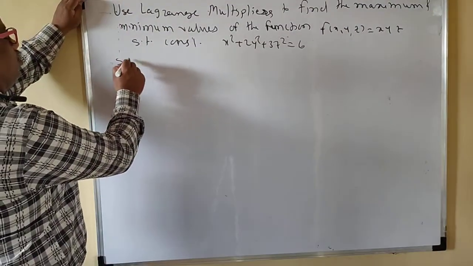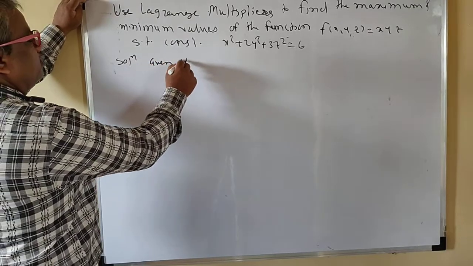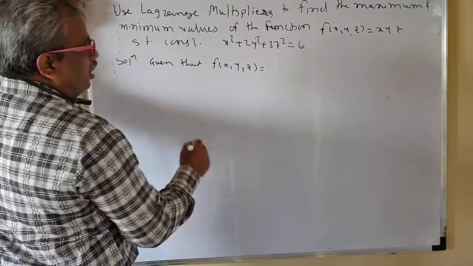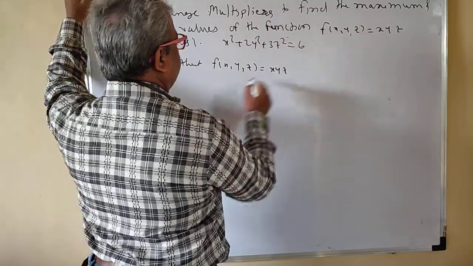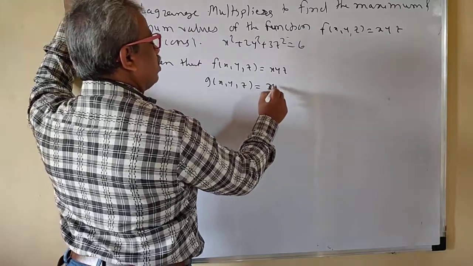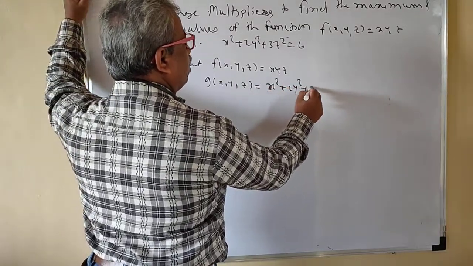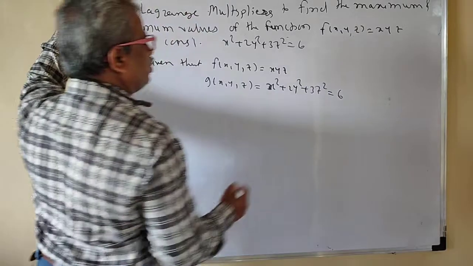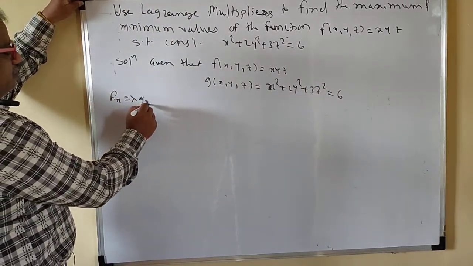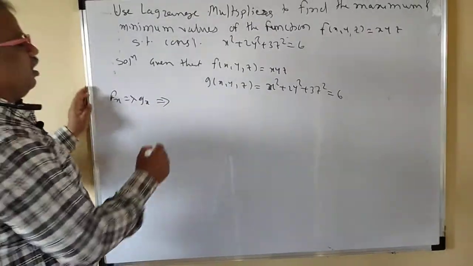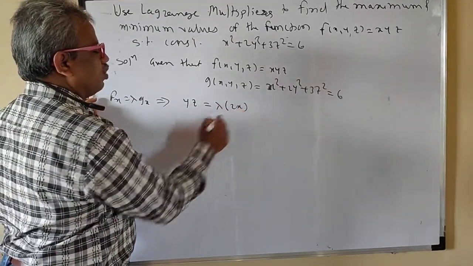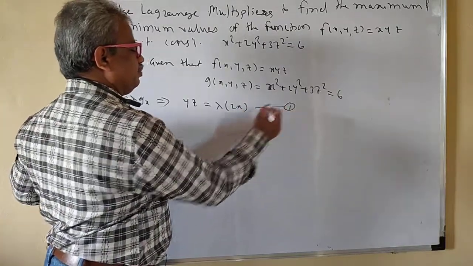Okay. Solution. Given that f of x, y, z and g of x, y, z, so this is x square plus 2y square plus 3z square is equal to 6. So f_x is equal to lambda g_x, which implies that yz is equal to lambda into twice x. I call this 1.